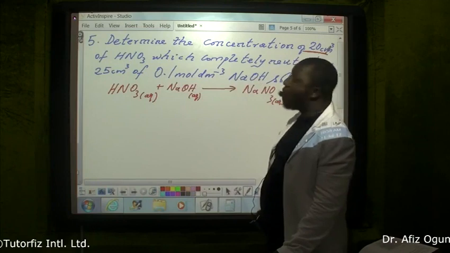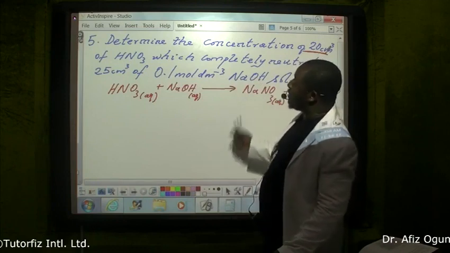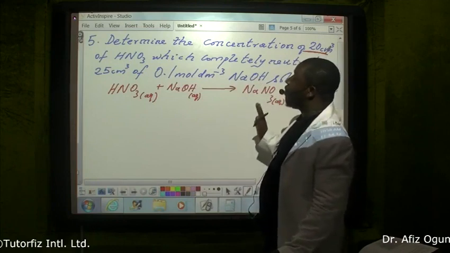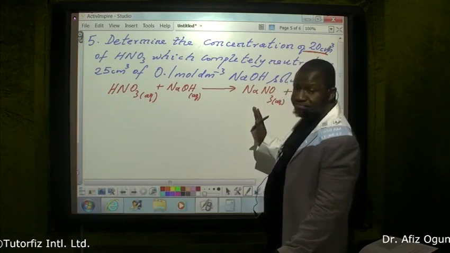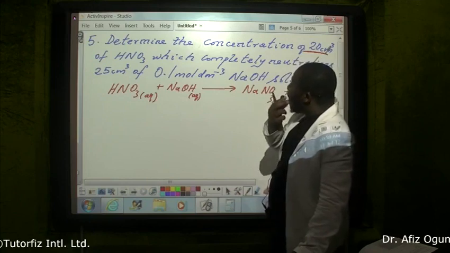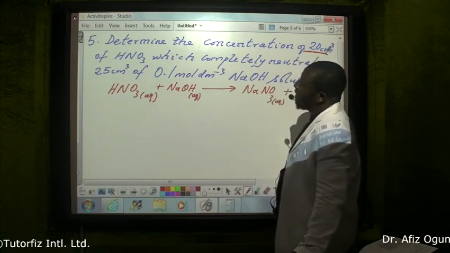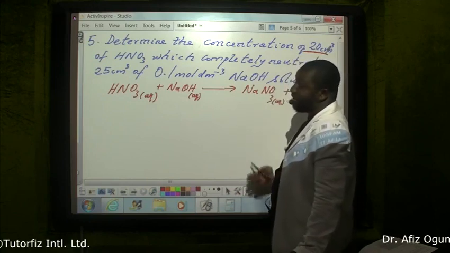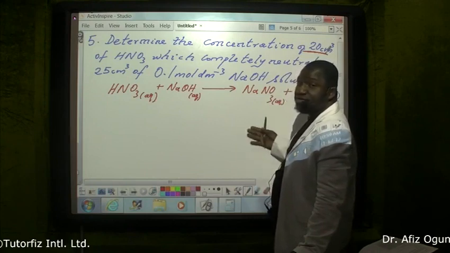Now you have neutralized it. The indicator has changed color. It changed color at 20 cm cube. Now, how do you know the concentration of the acid you have used? So it is as easy as ABC. This is a titration calculation.